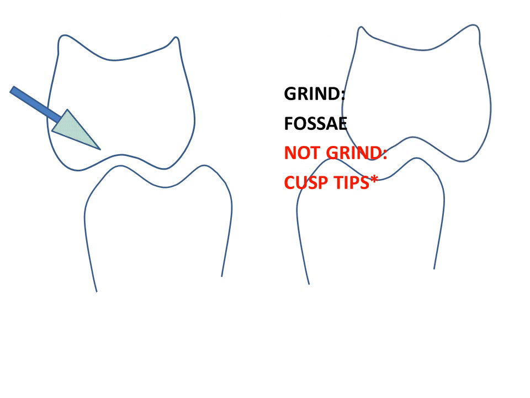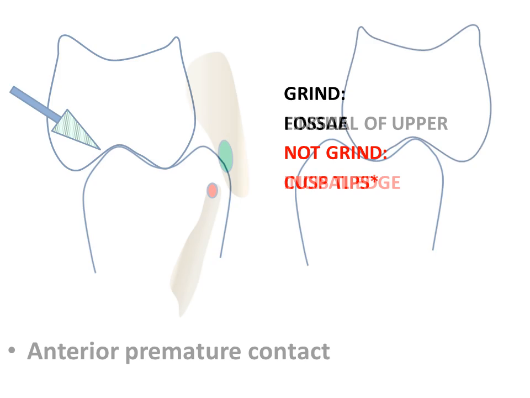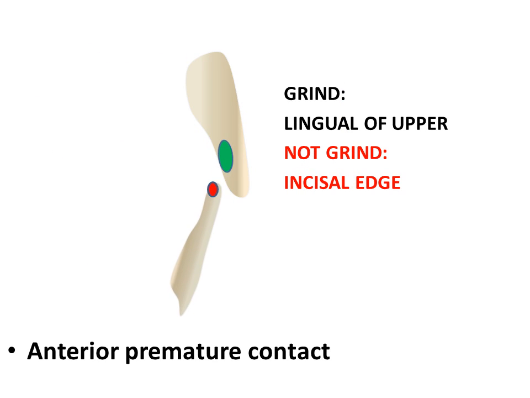If a cusp is making premature contact in centric and does not make contact in lateral excursions, the adjustment should be done in the contact area of the fossa opposing this cusp. The cusp is ground only when it is making premature contact in centric and lateral excursions. Premature contacts on anterior teeth should be eliminated by grinding the lingual of the uppers. Do not grind the incisal edge, as it is considered a cusp tip.